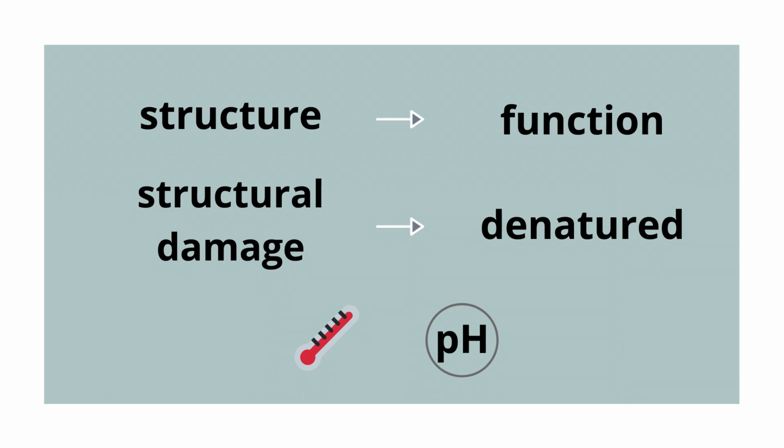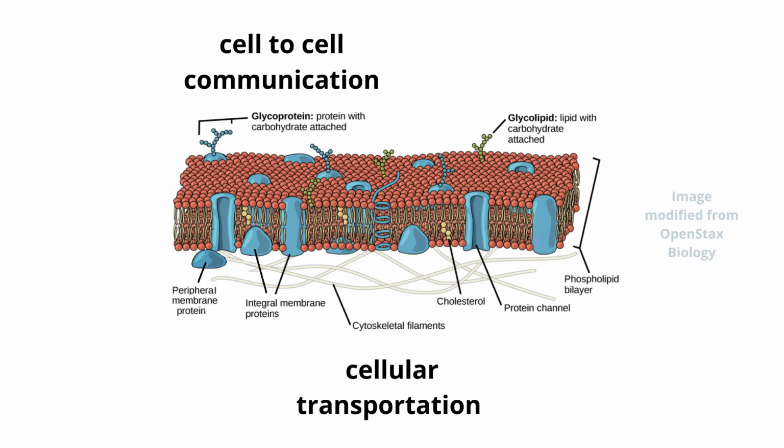In protein, structure determines function. A structurally damaged protein is called a denatured protein, and this can be caused by high temperatures or a suboptimal pH. Proteins are important to almost all aspects of life, especially in the cell membrane. The blue structures here you see are all proteins, and they serve as channels for molecule transport, cell-to-cell communication, and overall membrane stability, as well as they do much more in cell functioning.